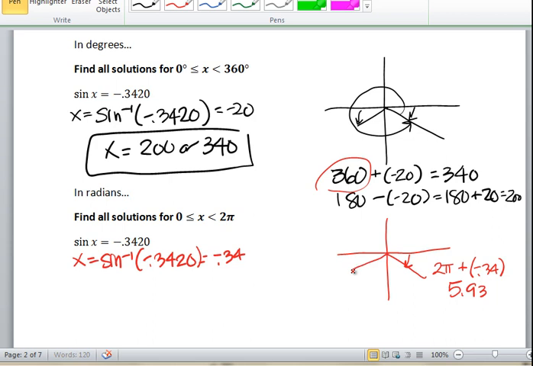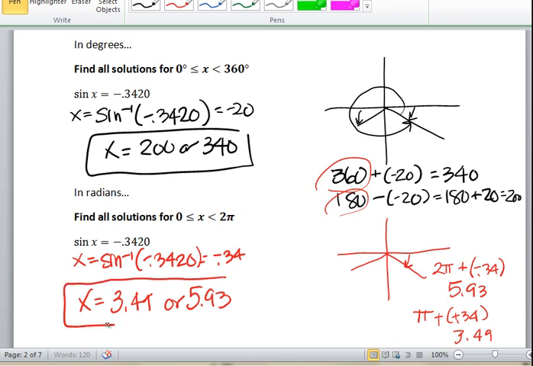Alright, how do I get this second angle here? Instead of 180, I use pi, minus a negative 0.34, or you add the 0.34 to pi, and for that I get 3.49. So x is equal to 3.49 or 5.93. And both of those are between 0 and 2 pi. That's another reason why I had to find the positive coterminal angle for negative 0.34 radians.